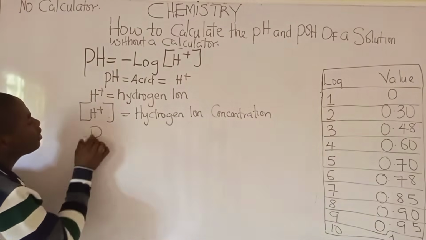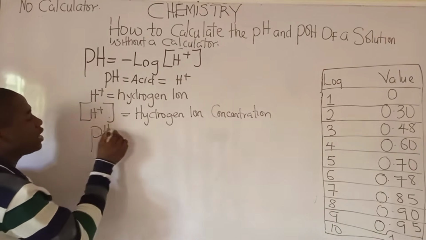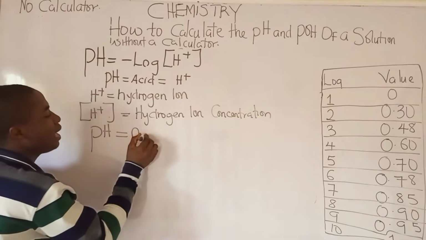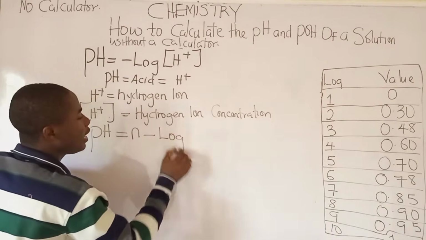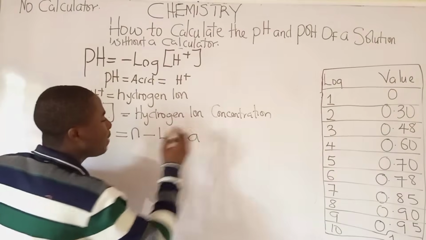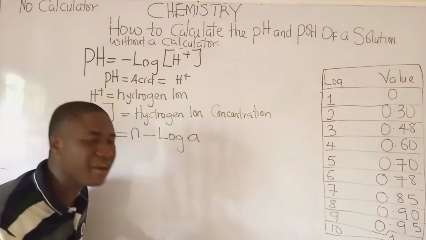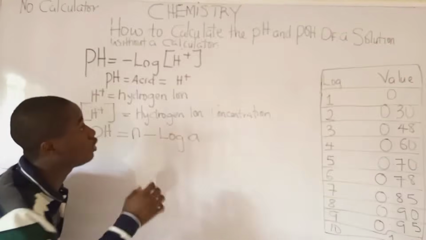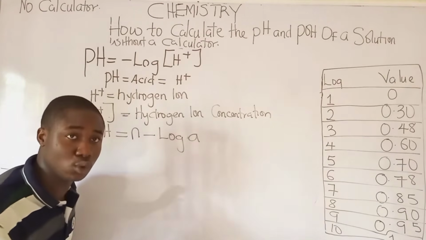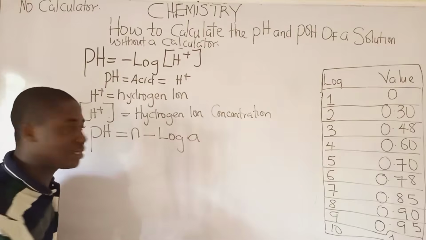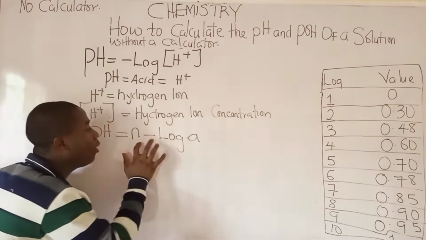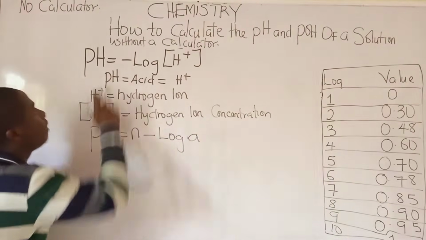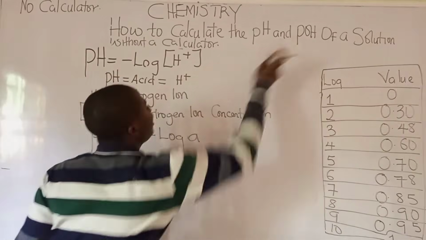Now, we have a very simple formula to use, which is pH is equal to N minus log A. Okay? N minus log A. This is a very, very easy formula to apply whenever solving questions on the pH and pOH of solutions. Now, in the course of this lesson, I'll be explaining how this formula is applied. But let's quickly talk about pOH.